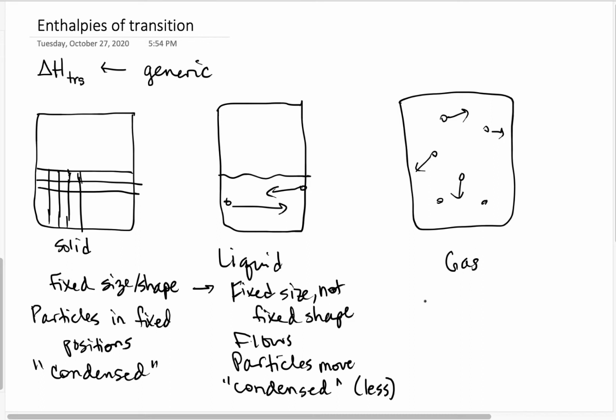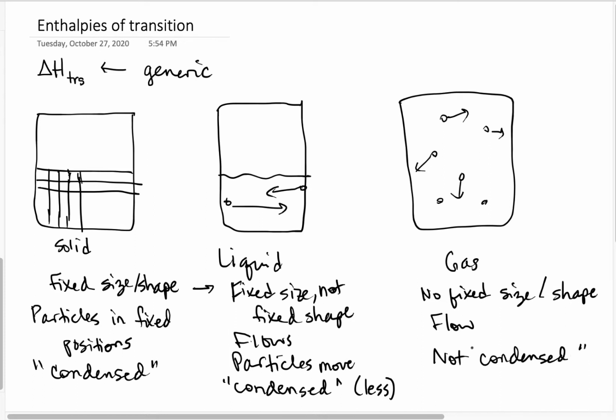The gas, on the other hand, has no fixed size or shape. It can expand or it can be compressed. It does flow, and it takes on whatever the size and shape of its container. And this is not a condensed phase. It's the opposite of what a condensed phase is. It's a distributed phase.